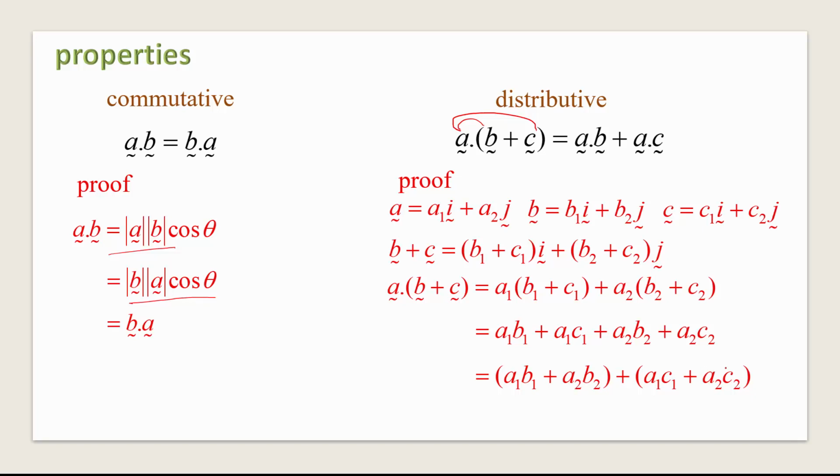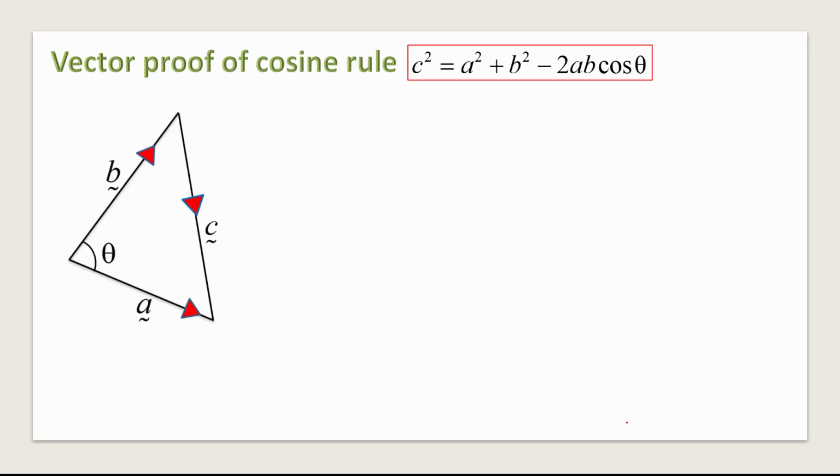The brackets are only there to show you the grouping, not necessary. And then, of course, that bracket represents A dot B, and this bracket represents A dot C, like that. So we've proved the distributive law, or the distributive property, for vectors. Now we come to the proof, to use vector properties to derive the cosine rule. Here's our triangle again, but this time the sides are represented by vectors, and hence the arrows.